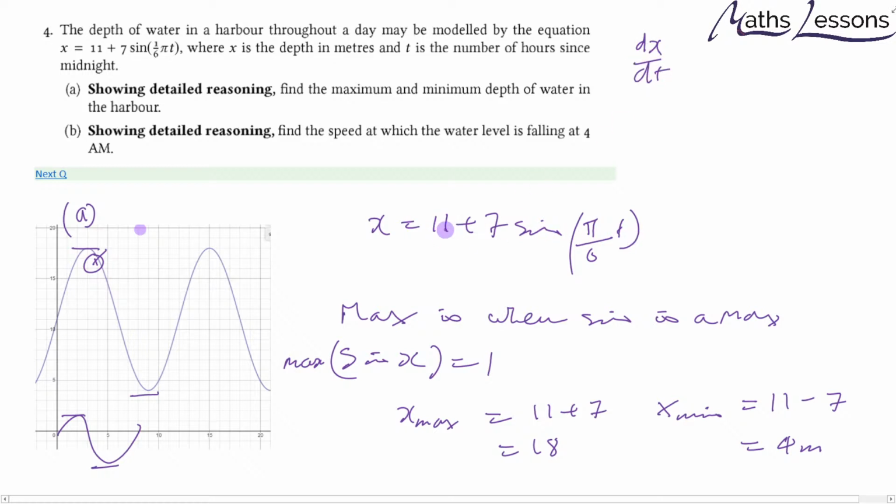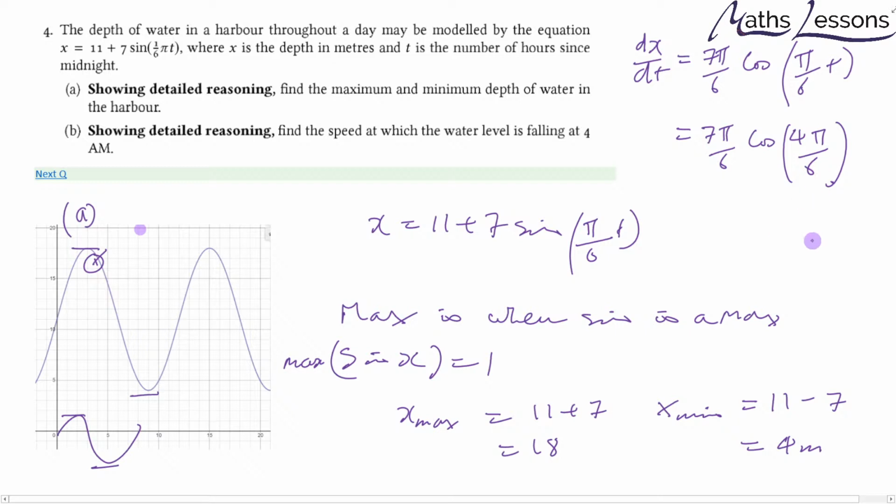The 11 differentiated goes to nothing, and the pi over 6t will differentiate to pi over 6, so we need to times the 7 by pi over 6, so we get 7 pi over 6, and we times that by cos of pi over 6t. So we put t is equal to 4 into this, so that's going to give us 7 pi over 6 times cos of 4 pi by 6.